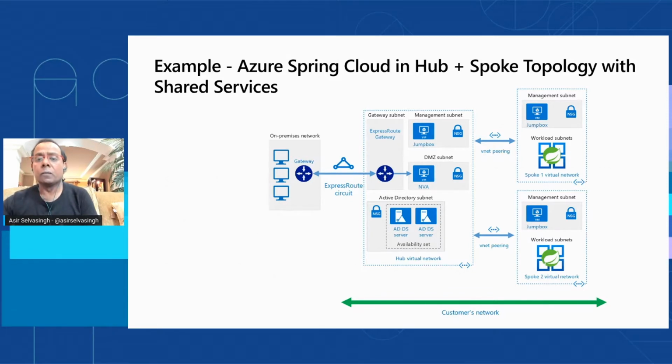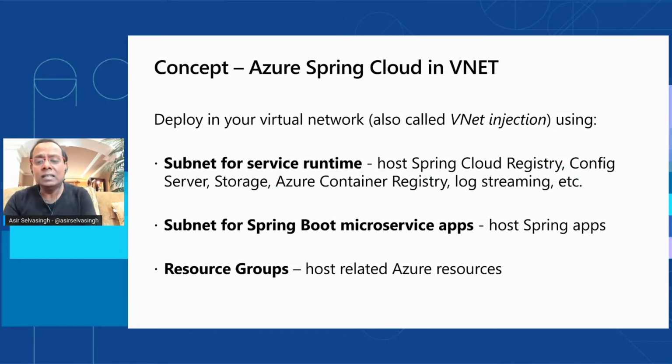Now, conceptually, what does it mean to say that you are placing Azure Spring Cloud in a virtual network? Azure Spring Cloud is built on Kubernetes. Each service instance has two instances of Kubernetes, one for the service runtime and another for all the apps that you're running. So when you place Azure Spring Cloud in a virtual network, the service runtime is placed in one subnet and the apps are placed in another subnet. It also creates two resource groups for placing network resources in your subscription as well as in your corporate network.